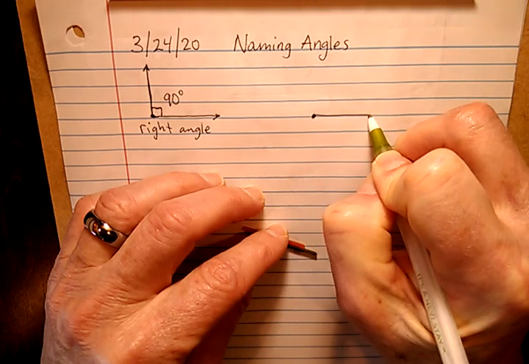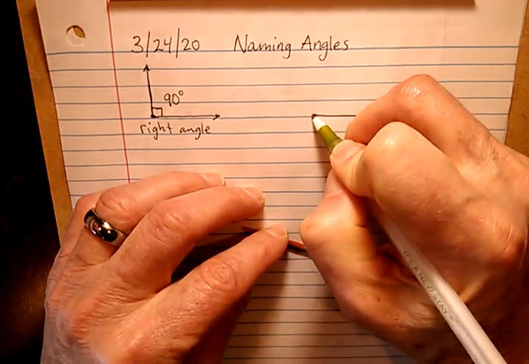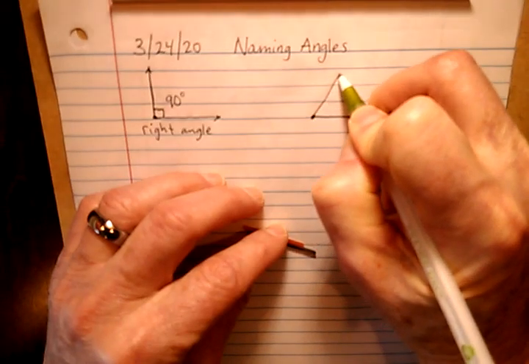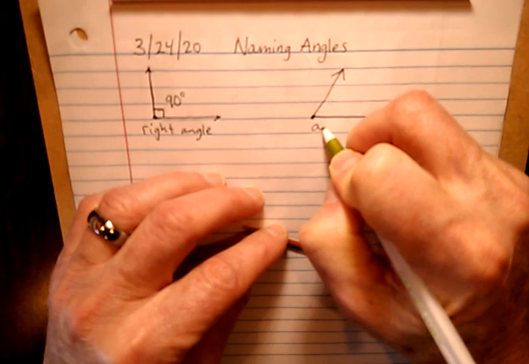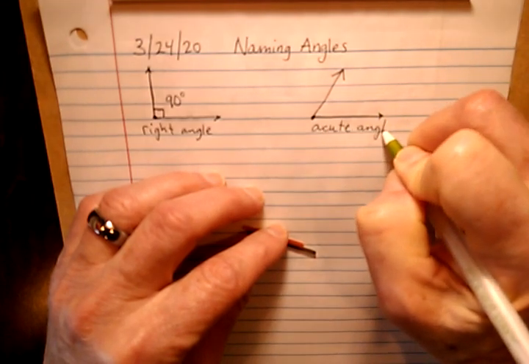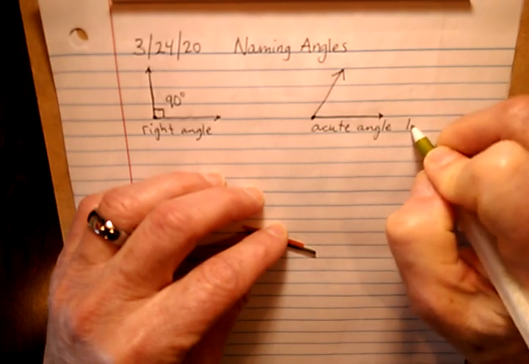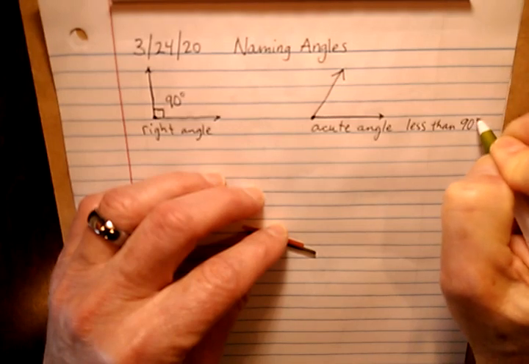A ray going out to the side like this, and another one that's rotated up but not as far as 90 degrees, less than 90 degrees. This is called an acute angle. Less than 90 degrees.